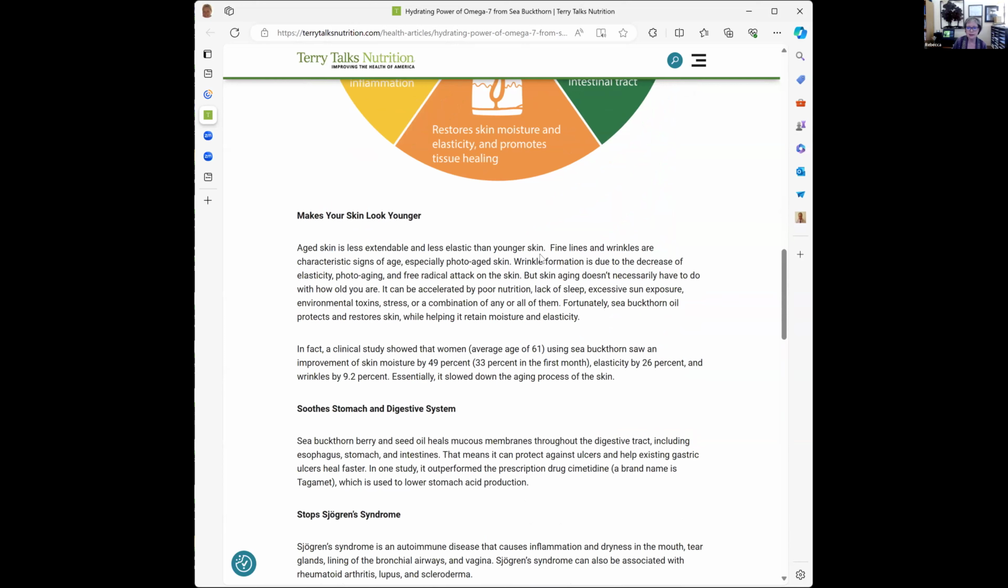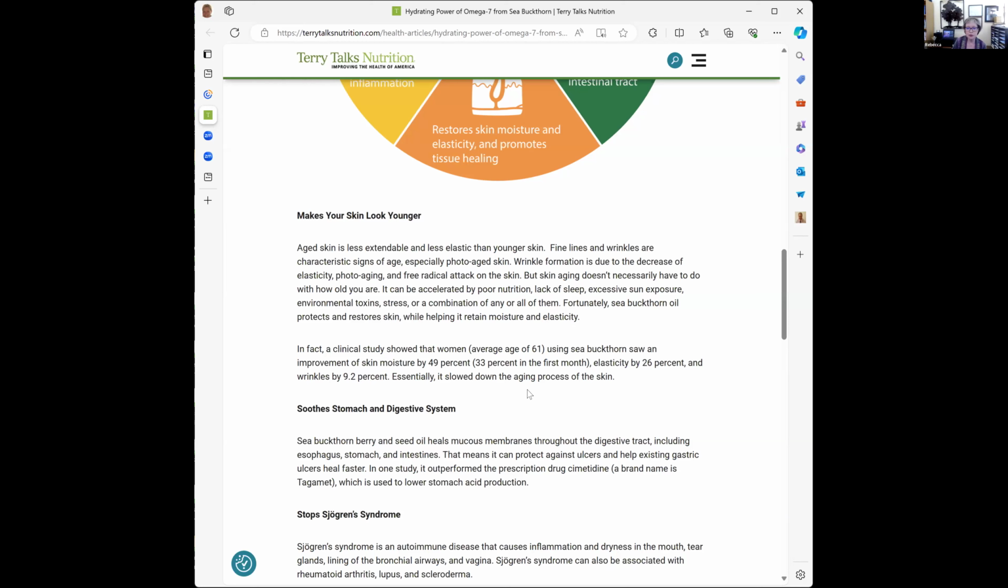Aged skin is less, and so on. We know wrinkle formation is due. We know all about wrinkle formation, don't we? Skin aging doesn't necessarily have to do with how old you are. It can be accelerated by poor nutrition, lack of sleep, excessive sun exposure, environmental toxins, stress, or a combination. Fortunately, sea buckthorn oil protects and restores skin while helping it retain moisture and elasticity. Hence the reason that we put sea buckthorn berry oil in all of our Wondrous Skin creams and lotions.